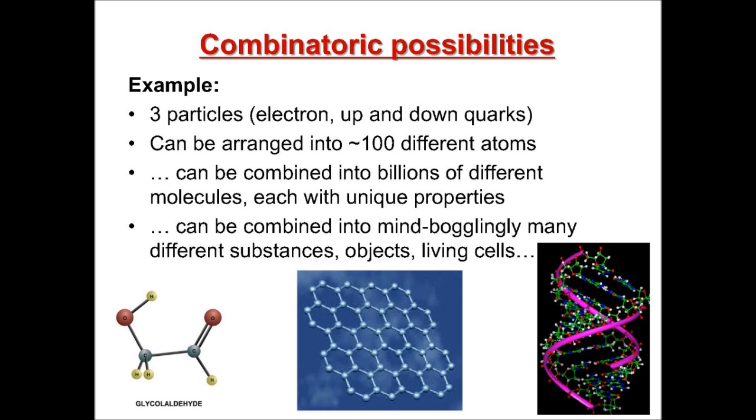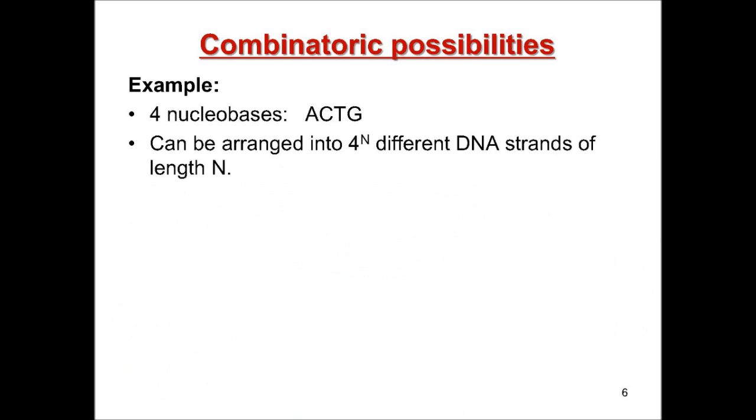Another one I'd love to talk about in my physics class. Just 3 particles, and I try to get my students enthused about this: electrons, up and down quarks, arranged into 100 different atoms, combined into billions of different molecules, each with their unique properties, into a mind-bogglingly large amount of substances in living cells. Every solid, liquid, and gas in this room and all the different molecules in your body are different combinations of those 3 particles in some sense. So that's what I mean by combinatoric possibilities.